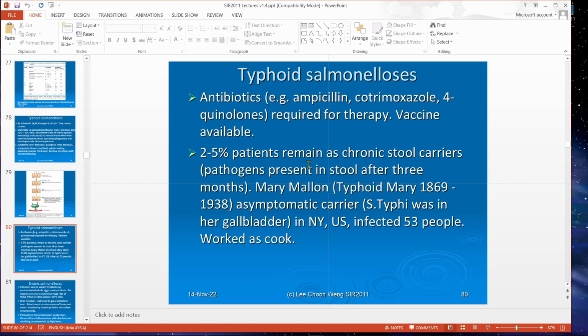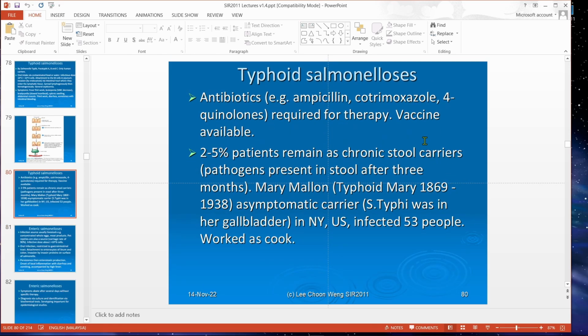For example, Mary Mallon, which is famously known as Typhoid Mary. Okay. So there are vaccines available. So whenever tourists want to come to Malaysia, the doctor may recommend that they do a vaccination against Salmonella typhi.